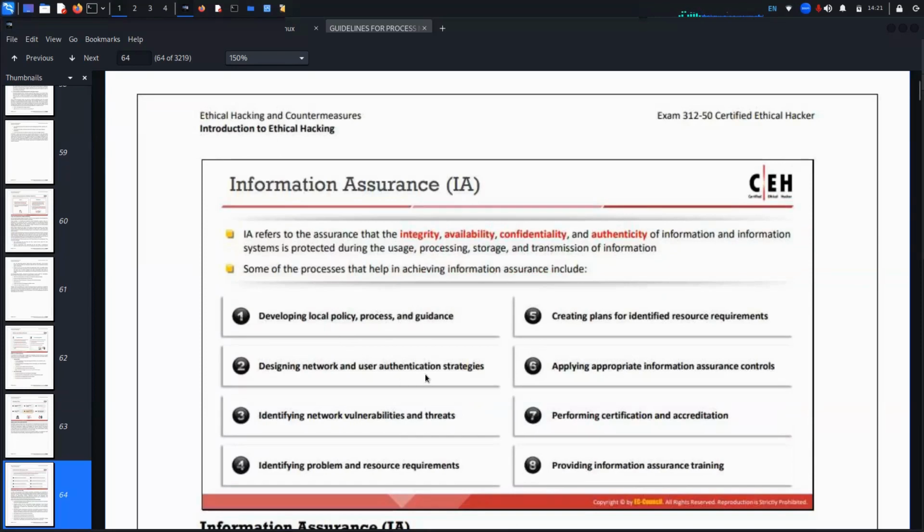Designing network and user authentication strategies, right? A user will be using OTPs in order to sign in. The database will be segregated in such a way that this user, being just a user, should be able to access this data. This user, being an administrator, should be able to access this data along with an extra set of data, right? So that is the segregation that we do. Network and user authentication strategies.